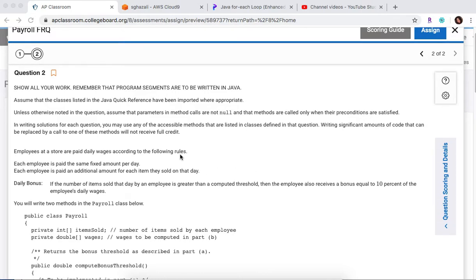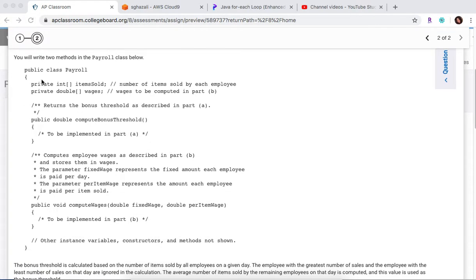So we have this class called payroll, okay? So here's our class, payroll. And in payroll, we have two variables, right? So we have two fields, which are items sold, which is the number of items sold by each employee, and wages, which is the wage, well, we'll talk about that in a second. But I want you to notice a couple of things.